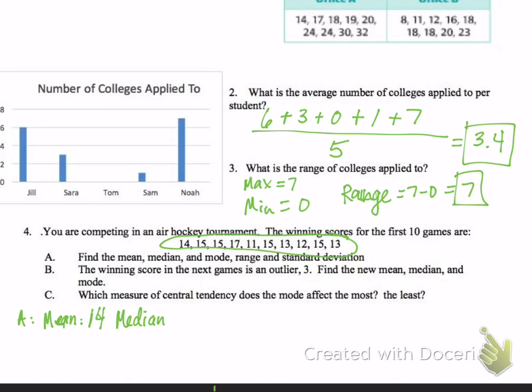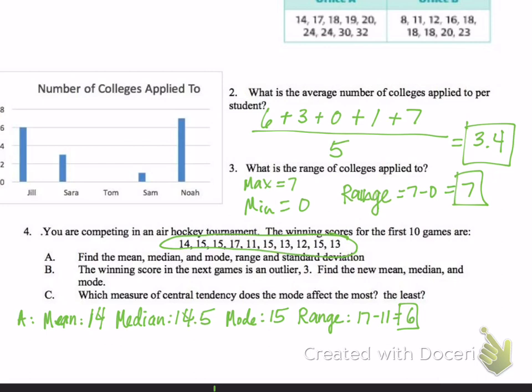My median is 14.5. My mode, I have to just look at the data and see. 15. My range, max minus min. So 17 minus 11, which is 6. What if no numbers repeat? What would the mode be?